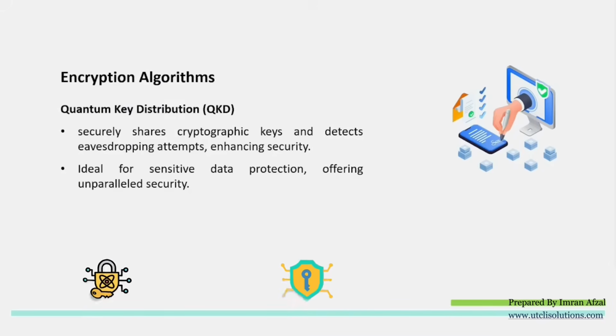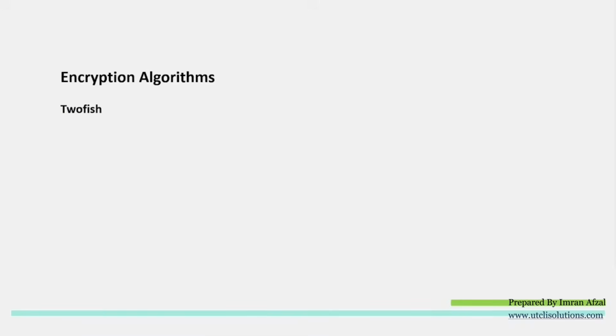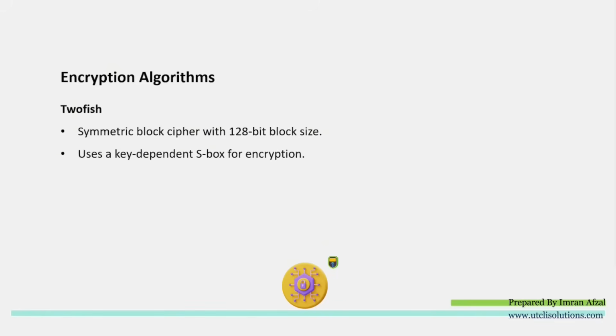Twofish. Well, Twofish is a symmetric key block cipher with a block size of 128 bits and a key length of 128, 192, or 256 bits. It's optimized for 32-bit CPUs, and the algorithm is open source and available for free. Twofish uses an S-box, which is a pre-computed, key-dependent substitution box that makes it harder to break the encryption, but it still relies on the cipher key to decrypt the data.